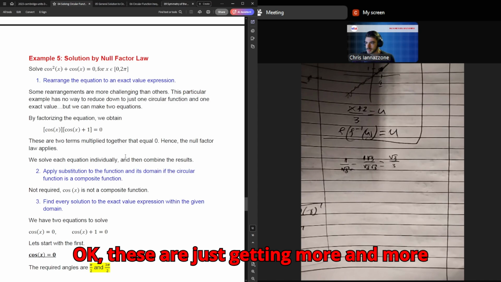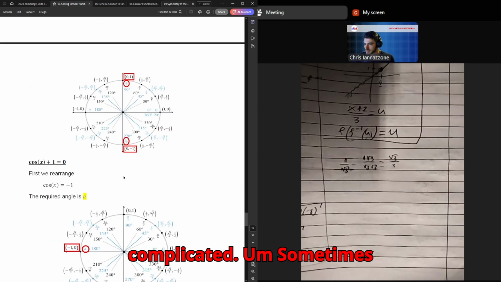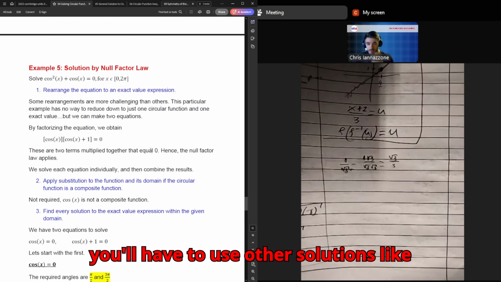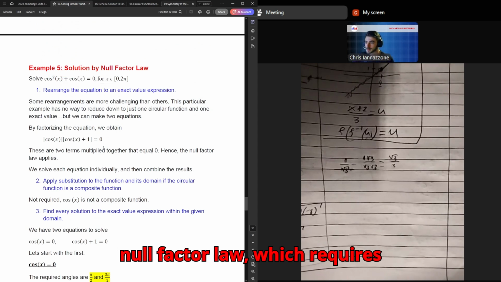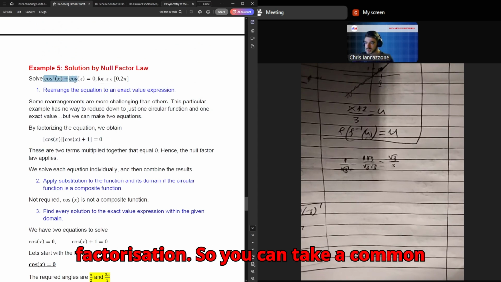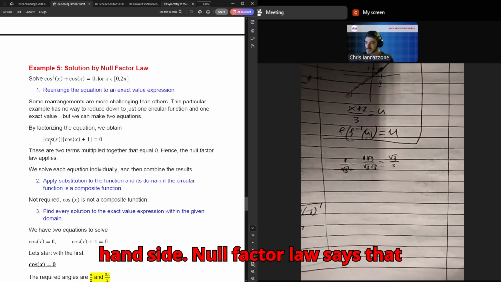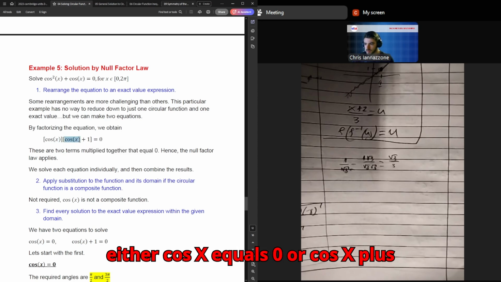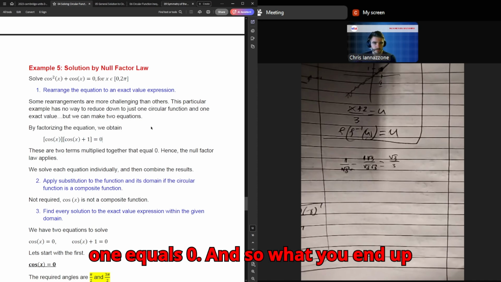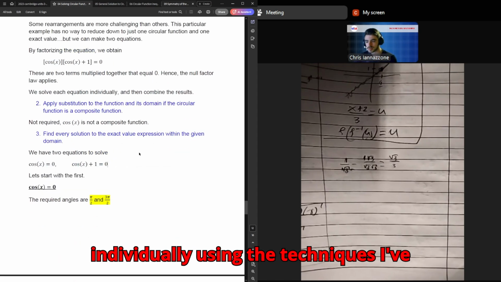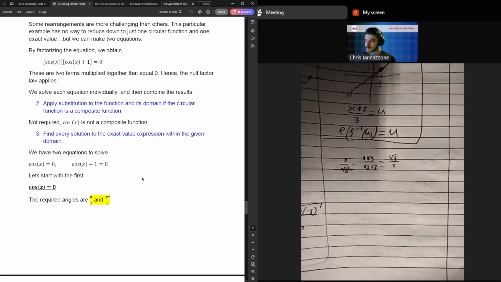Okay. These are just getting more and more complicated. Sometimes you'll have to use other solutions like null factor law, which requires factorization. So you can take a common factor of cosine out of the left-hand side. Null factor law says that either cos x equals 0 or cos x plus 1 equals 0. And so what you end up doing is just solving both of those individually using the techniques I've outlined earlier.